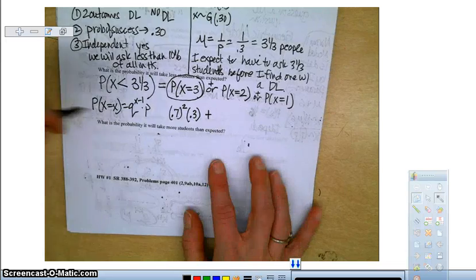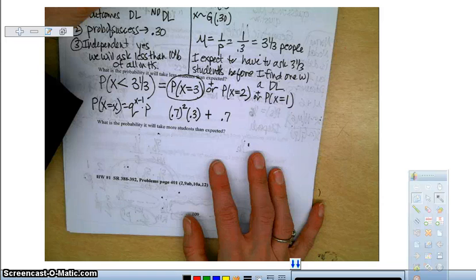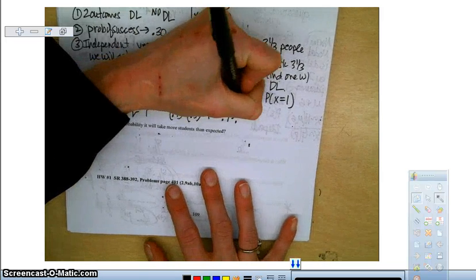So the first person says what? Nope, 0.7. That's their probability. They say, nope, I don't have a driver's license. The probability of that happening was 0.7. The second person says yes, 0.3.